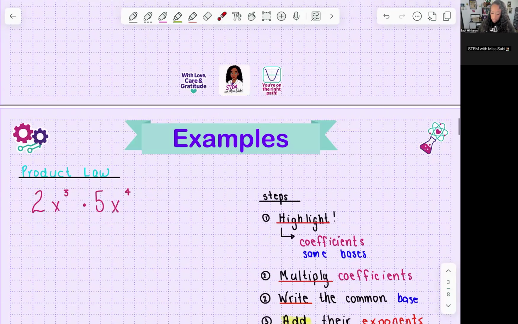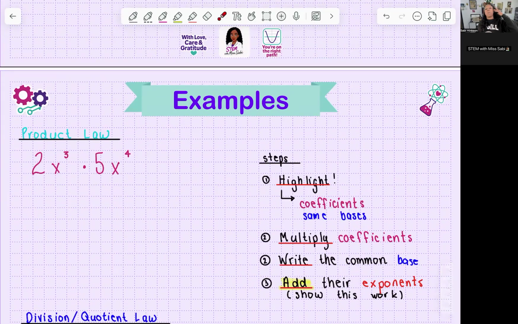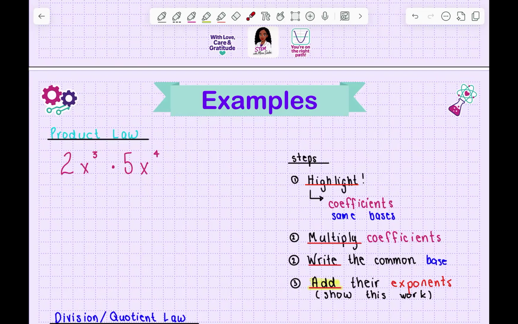So that's important to remember. So let's look at the first law. The first law is the product law. Remembering when we say product, what we mean by that is that we are multiplying. Okay, so the product law is multiplying. Again, let's check. We have same bases.